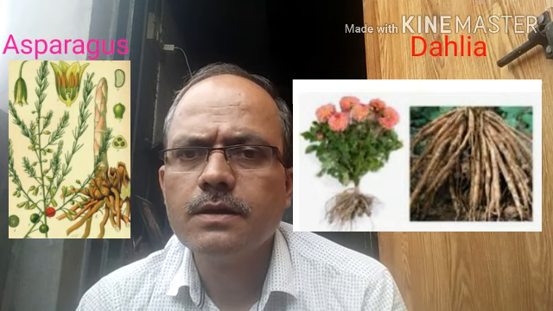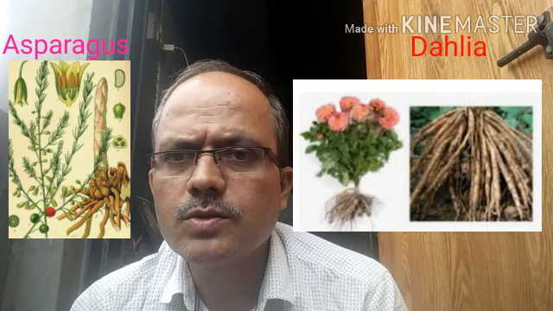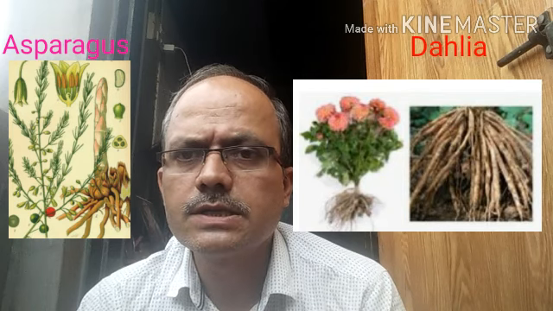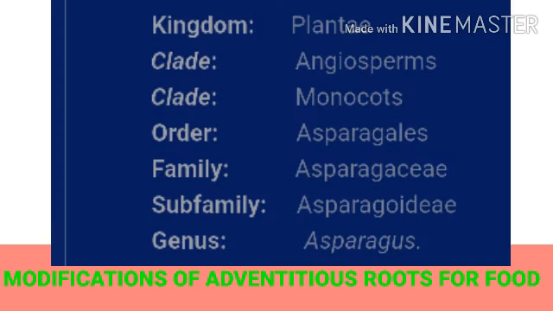Next, the classification of genus Asparagus. Kingdom Plantae, division angiosperms, class monocots, order Asparagales, family Asparagaceae, subfamily Asparagoideae, and genus Asparagus.